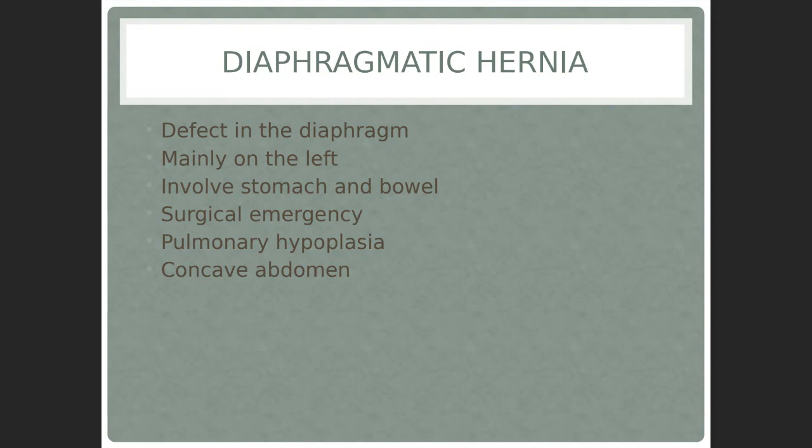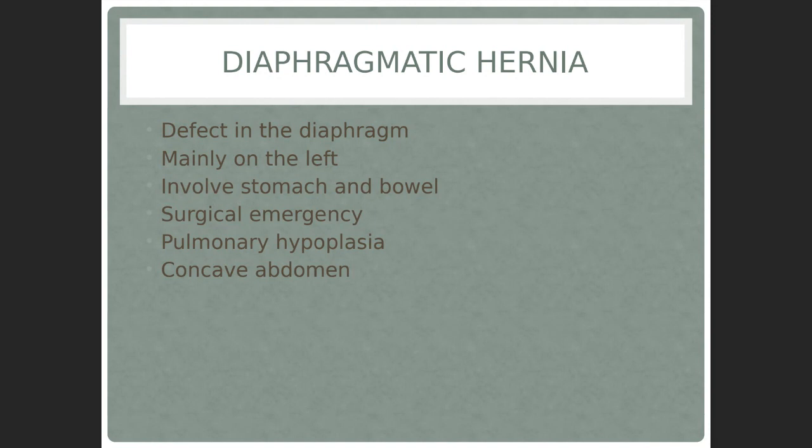Now, when you come to a diaphragmatic hernia, this is a defect in the diaphragm. It occurs mainly on the left, and the stomach, the bowel, sometimes the liver can go into that side of the chest, and therefore the lung does not develop. So they do have pulmonary hypoplasia on that side, but it's not as severe as the congenital type sometimes. It only occurs mainly on one side.